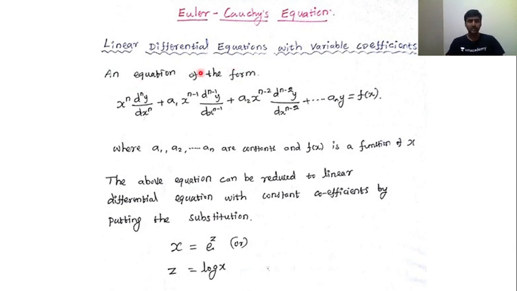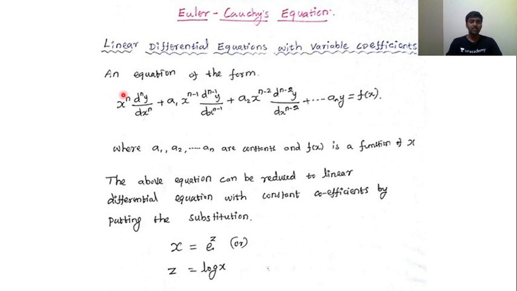The equation is of the form x power n into d power n y divided by dx power n, plus a1 into x power n minus 1 into d power n minus 1 y divided by dx power n minus 1, plus a2 into x power n minus 2 into d power n minus 2 y divided by dx power n minus 2, and so on up to the n value, where a1, a2, a3 up to an are constants and f of x is a function of x.